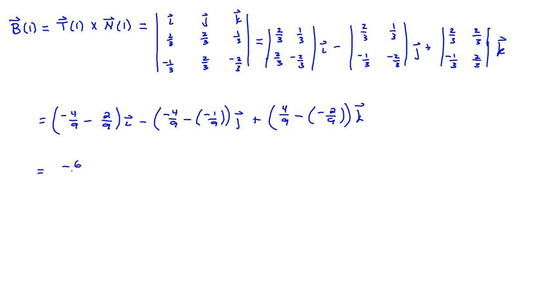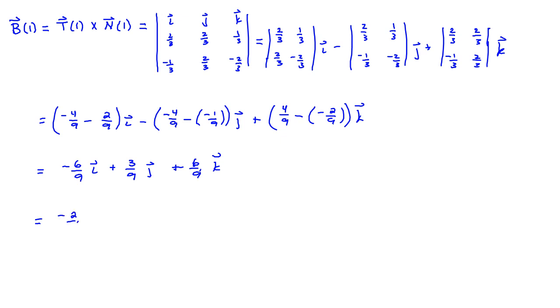So this is -6/9 I. -4/9 plus 1/9 would be -3/9. Positive because of the minus sign in front, so I get a +3/9. And 4 and 2 more make 6, so this is 6/9. Okay, which of course those would simplify.